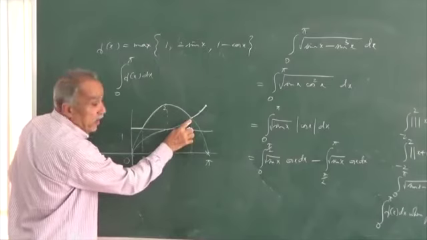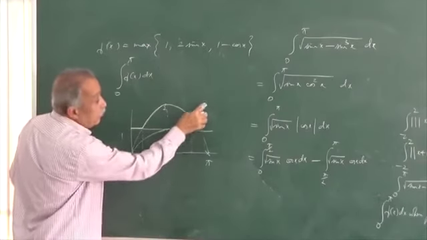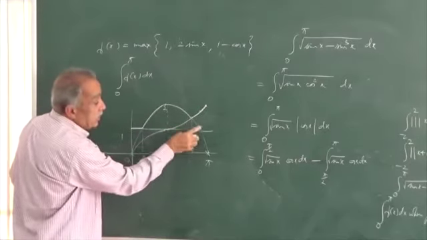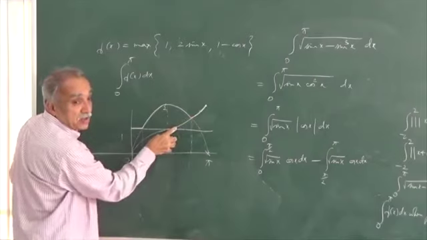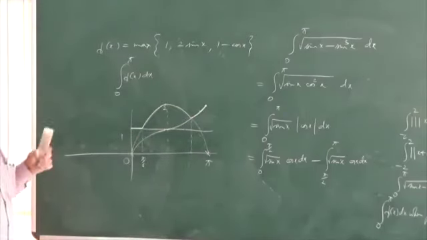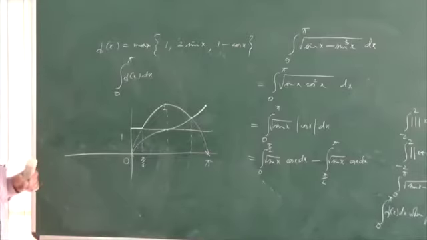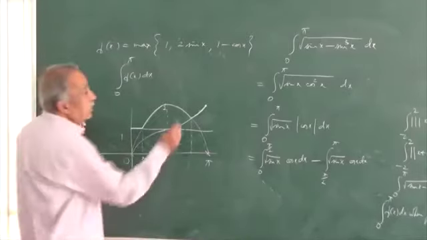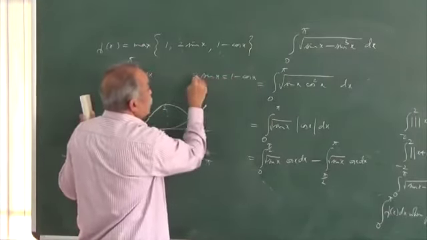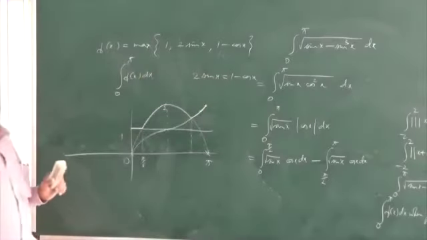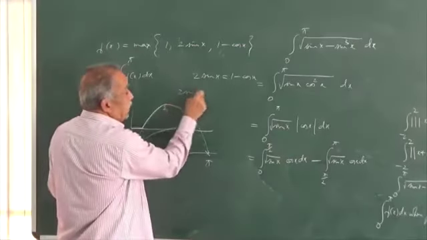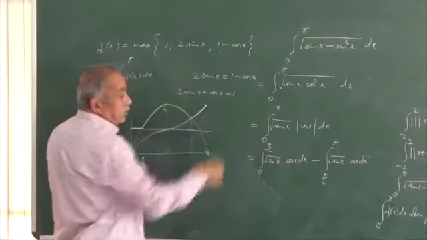This is the point where 2 sin x and 1 minus cos x cross each other. Value of 2 sin x is same as the value of 1 minus cos x. 2 sin x is equal to 1 minus cos x. When does this take place? You need to find the point where the two expressions 1 minus cos x and 2 sin x attain same value. Or you get 2 sin x plus cos x equal to 1.